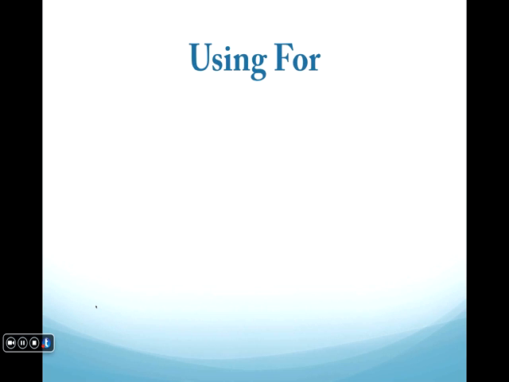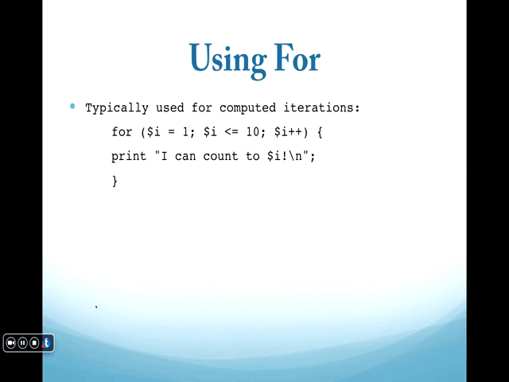So how does it work? Let us have a real example. For i equal 1, this is how it's going to work. Pay attention. For starts with i equal 1. This is the initialization. Testing then. Is i less than or equal to 10? Yes, 1 is less than 10, then we'll jump immediately into the body. It doesn't go and increment. So we'll print "I can count to 1." Then we'll go up and we'll increment. So i will become 2.